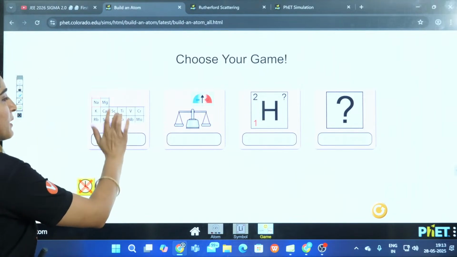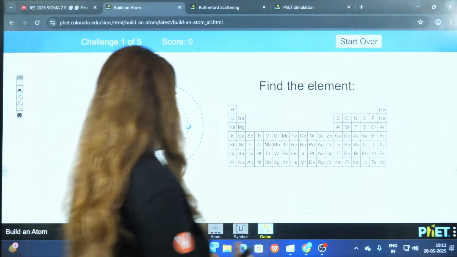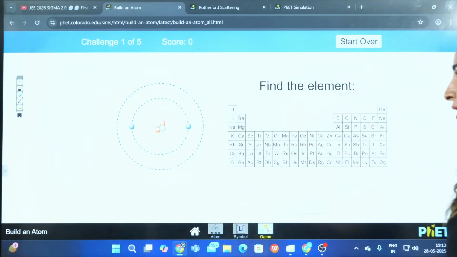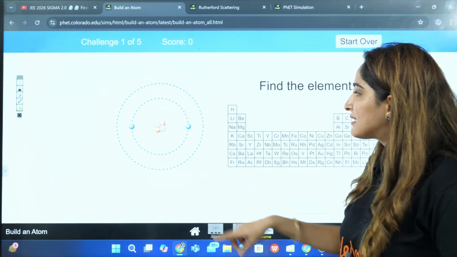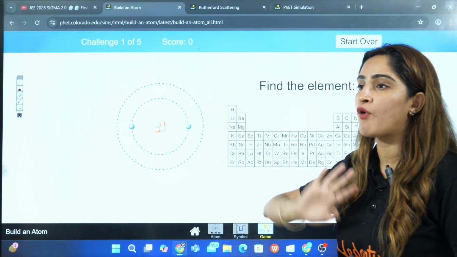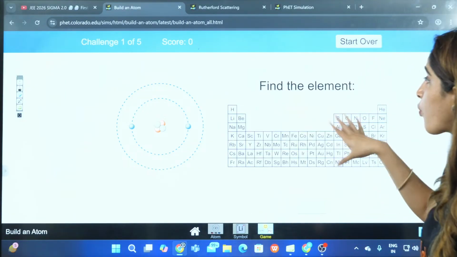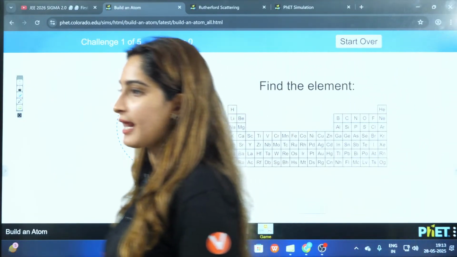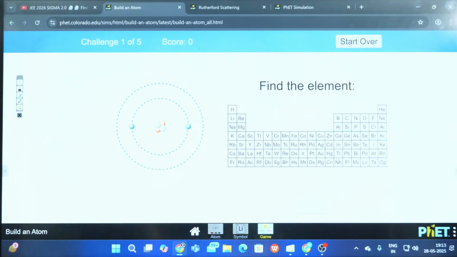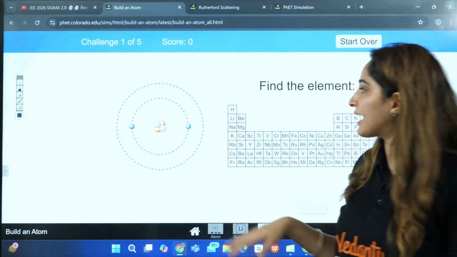Let's play this game. Let's see who is going to answer this here. So the game is that here you have neutrons and protons and electrons are revolving around it, right? Let us see who will tell me what is that element. What is that element? I think the brightness is too much. I'll just decrease the brightness here, right? Okay. Now tell me, students, what is that element?